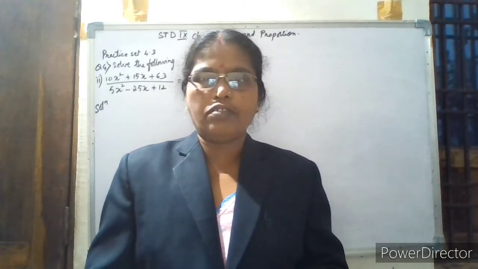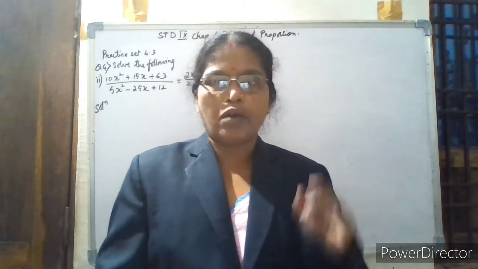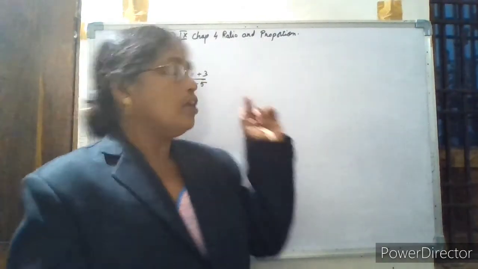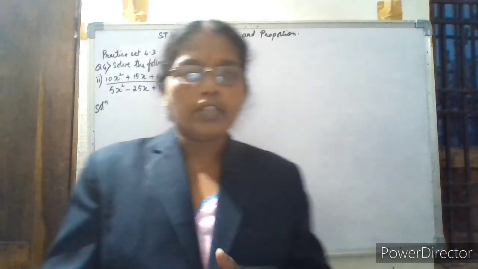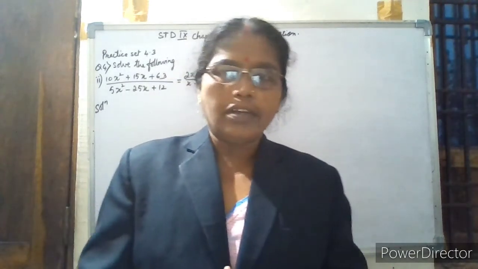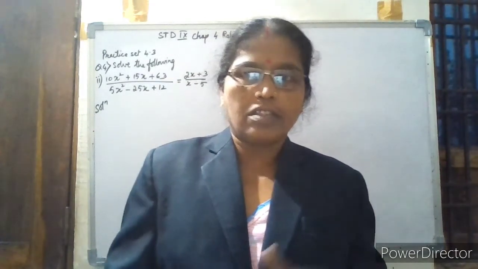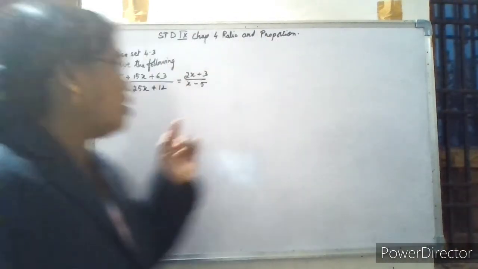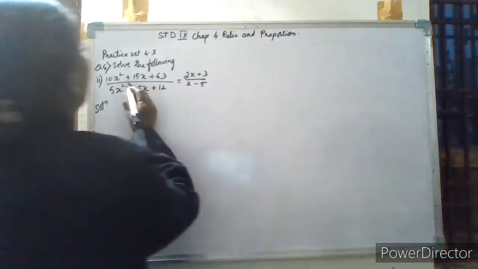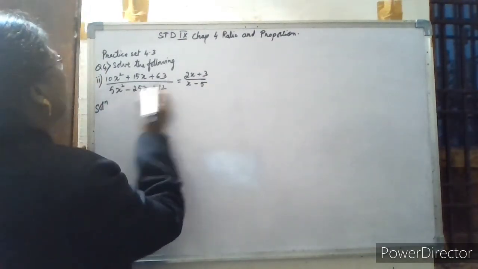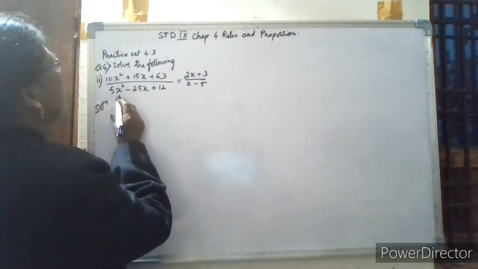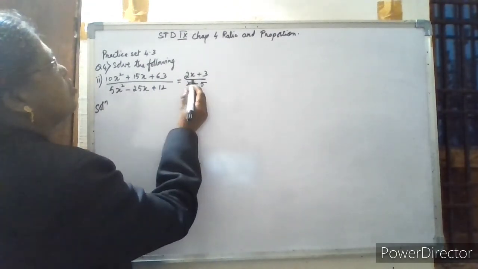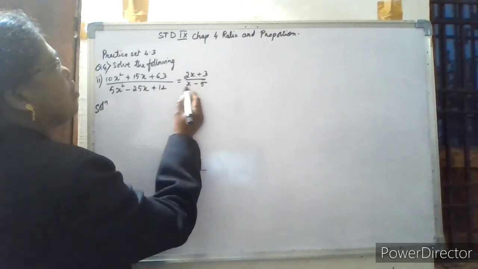Good morning, students. Today we are going to continue with practice set 4.3, question number 4, the second one. The first one I had solved in the previous video. So today we will solve question number 4, second one. The question is (10x² + 15x + 63)/(5x² − 25x + 12) = (2x + 3)/(x − 5).